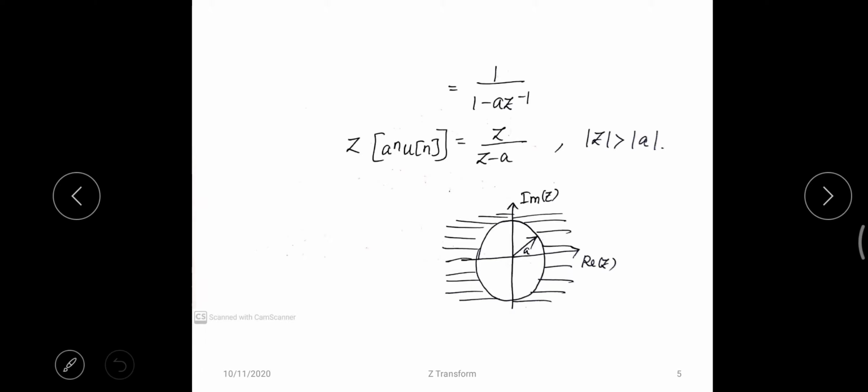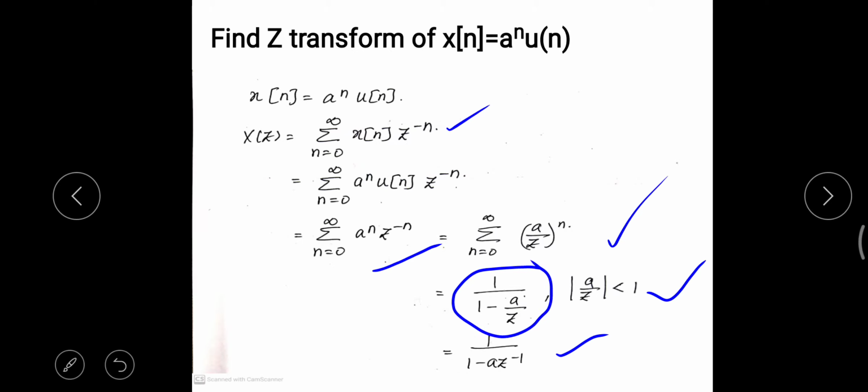Now the importance of Z transform is we have to mention the region of convergence, which means where my signal will exist. And this part is missing in the discrete time Fourier transform. Now we are going to define where my signal will exist, or for which range of values this X of z is correct. That we have to define, similar to Laplace. So we know that magnitude of a by z should be lesser than 1. So obviously magnitude of z is greater than magnitude of a.